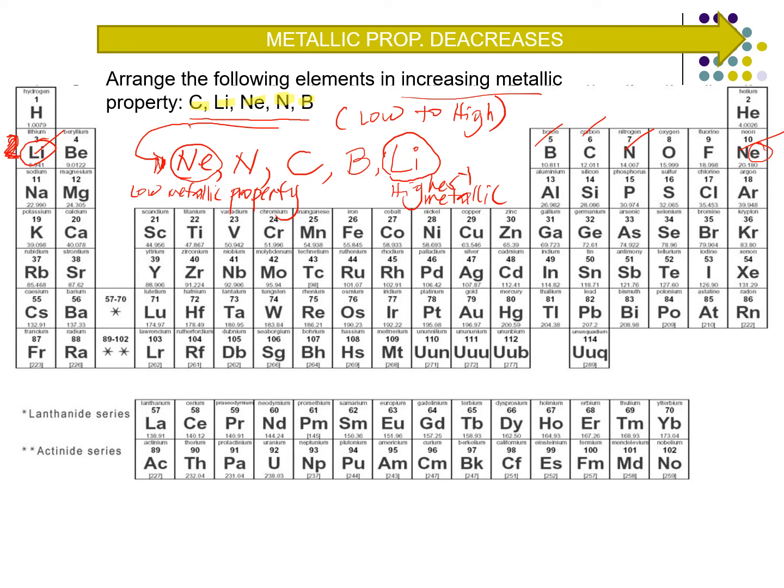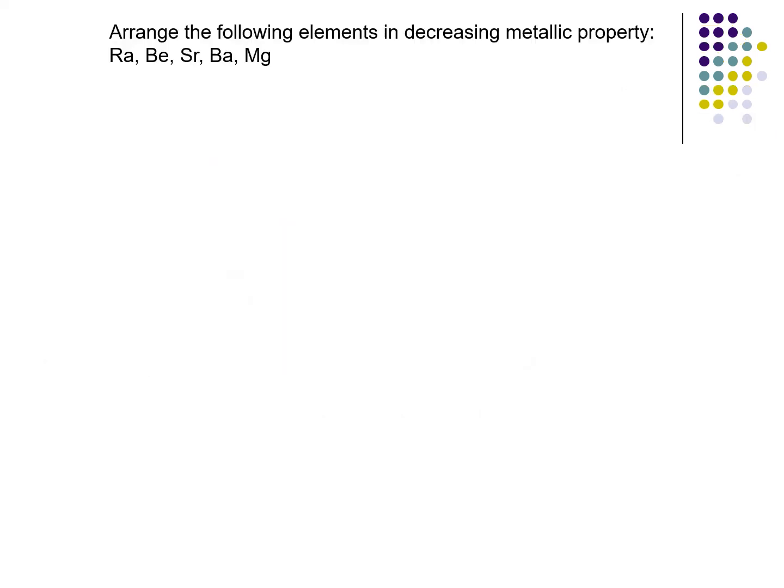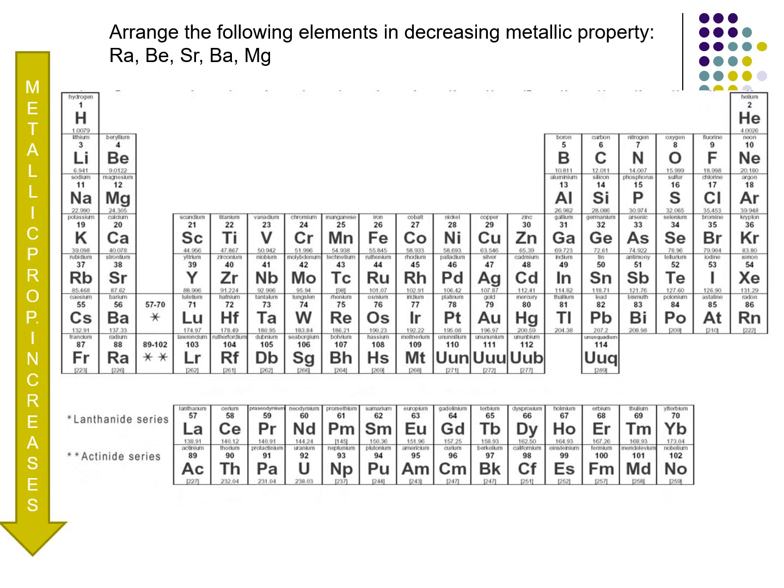Ayan. So, next. Arrange the following elements in decreasing metallic property. So, tingin naman tayo dito ngayon, down the group. So we have radium, beryllium, strontium, barium, and magnesium. So tatandaan natin from top to bottom, ibig sabihin the metallic property increases. At this level, nasa Group 2A tayo. So decreasing metallic property. Anong ibig sabihin nun?